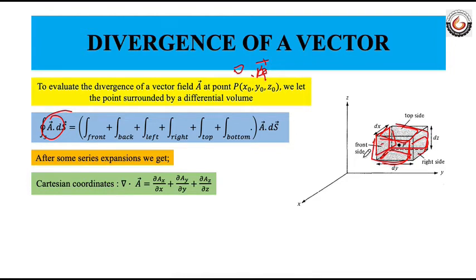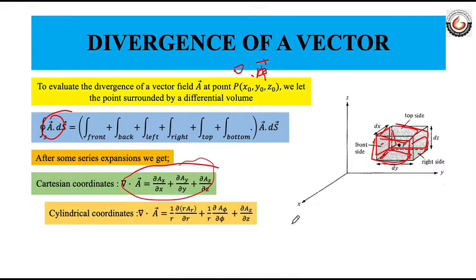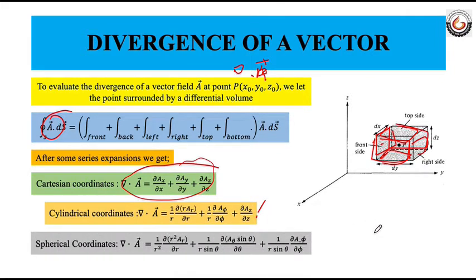So integrating over this surface, after some series of expansion, we get the divergence of A at point x, y and z naught in a Cartesian system given by this expression. A similar expression for del dot A vector in other coordinate systems can be obtained directly by transforming the equation into the appropriate coordinate system. In cylindrical coordinate system, it yields this expression. Similarly, we can obtain the divergence of A in spherical coordinate system.